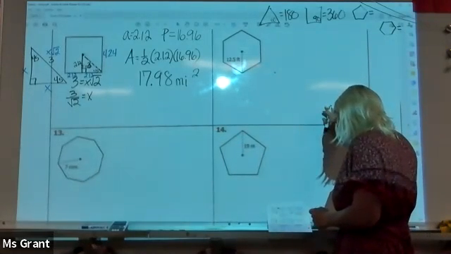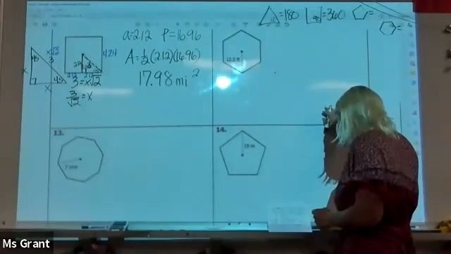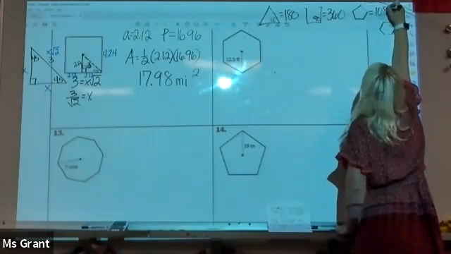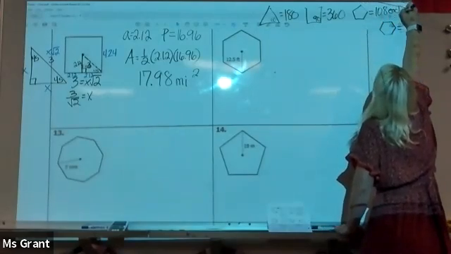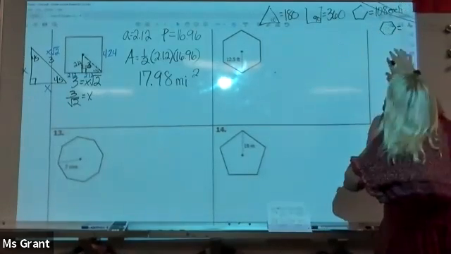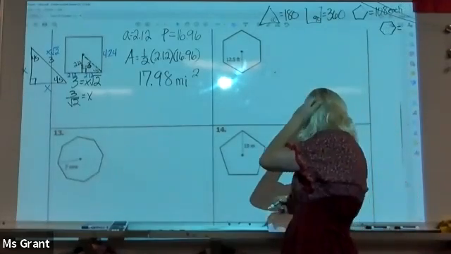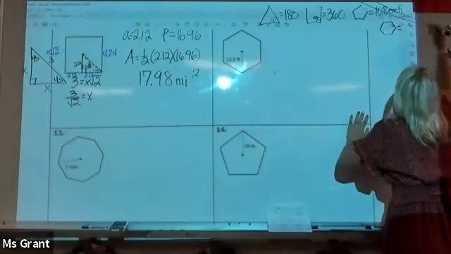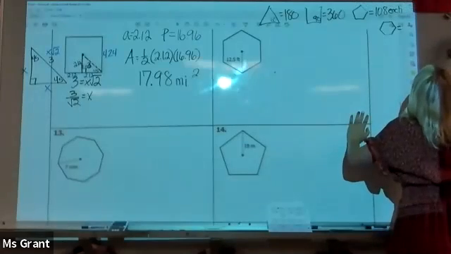108 degrees in a pentagon. So I'll put 108, and I'm going to put "each" next to it so that you know that each angle is 108. In a hexagon, a 6-sided shape, it's 120 each. Let's move this up.